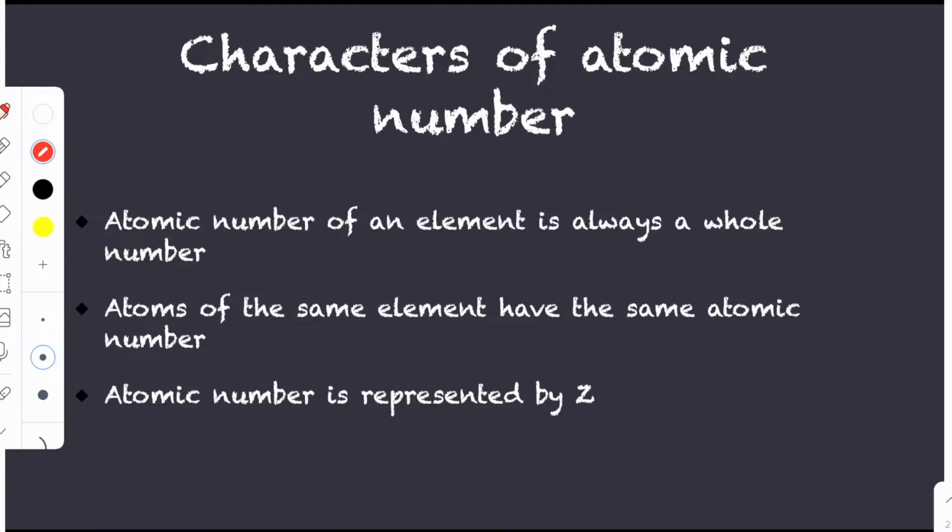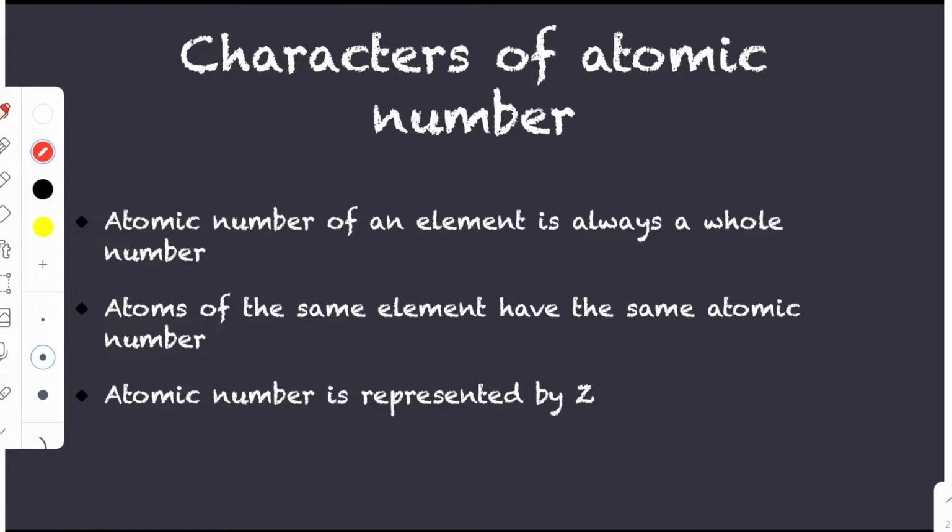What are the characteristics of the atomic number? The atomic number of an element is always a whole number. You would never see the atomic number of, say, sodium to be 11.2, or the atomic number of carbon to be 13.5. It's always going to be a whole number. And atoms of the same element have the same atomic number. There will be many atoms belonging to the same element and they would all have the same atomic number. This point will become very clear when we understand isotopes.